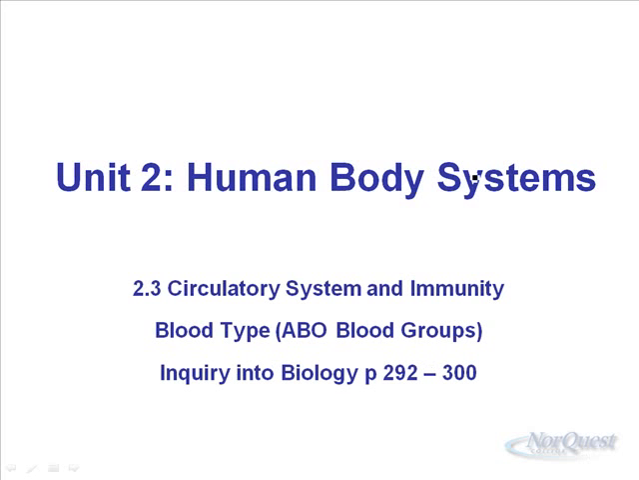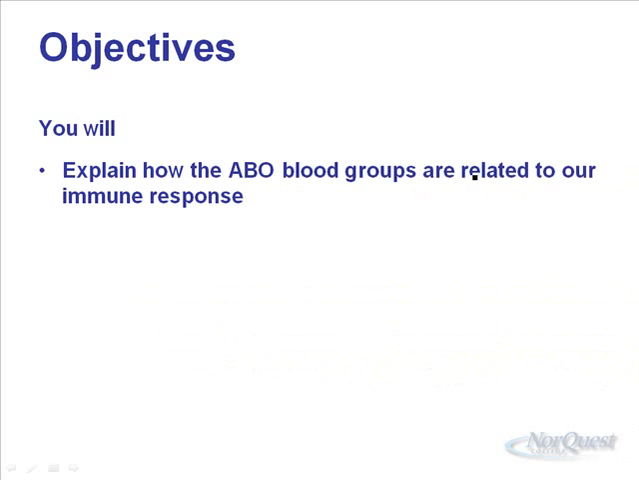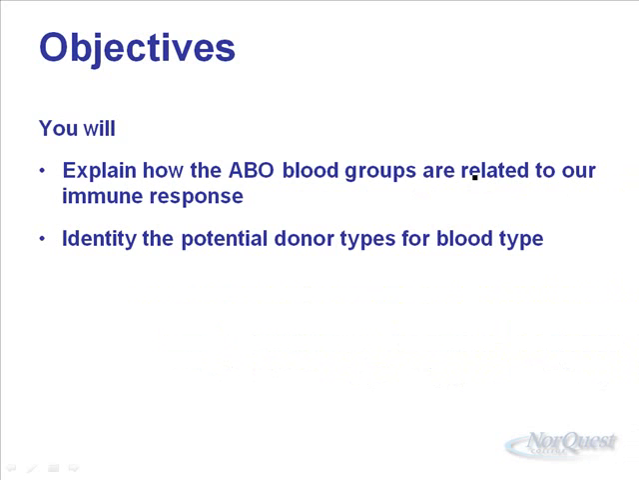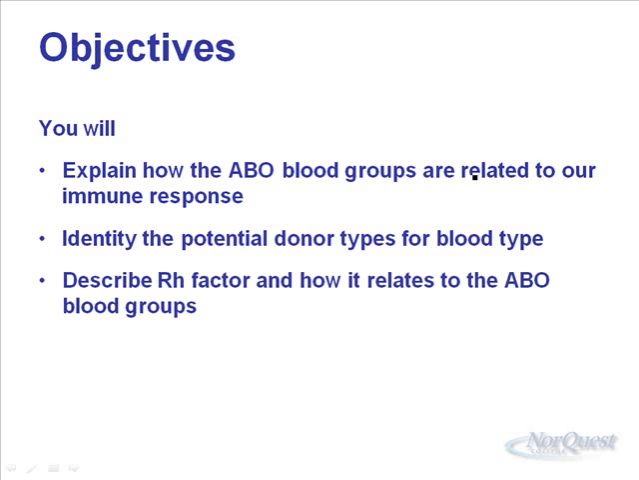We are going to finish our discussion of the circulatory system and immunity with a discussion on blood type. In your textbook, it's pages 292 to 300. By the end of this lecture, you'll be able to explain how the ABO blood groups are related to our immune response. You'll be able to identify the potential donor types for blood type, and you'll be able to describe Rh factor and how it relates to the ABO blood groups.